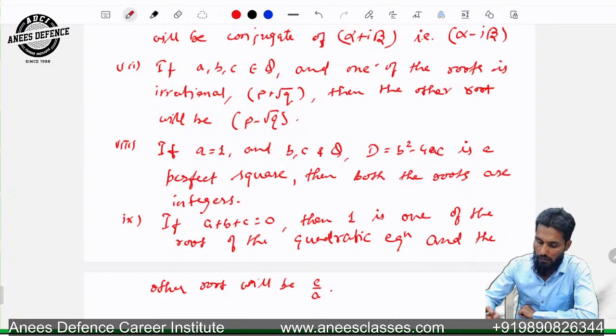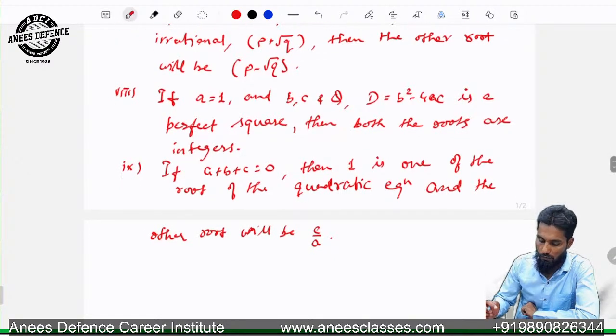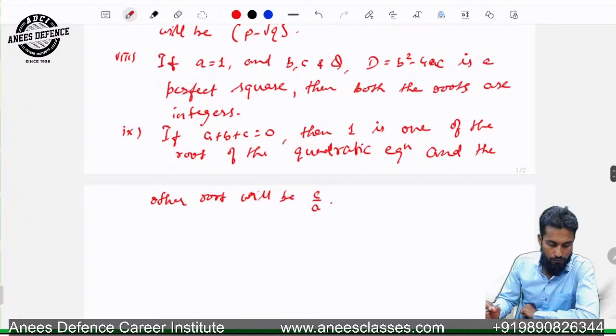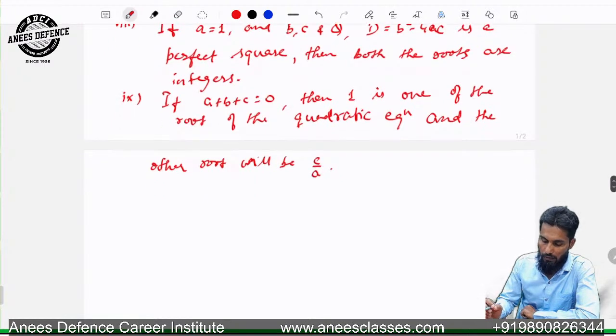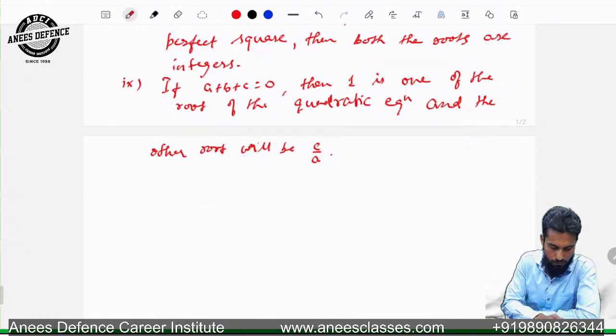So you should understand all these points. These are very important for solving MCQ type questions for competitive exams. Also, they are going to help you for your board exams. So after discussing these 9 points, we have the next topic to discuss under quadratic equation, which is equality of roots, right? Write down the heading equality of roots.